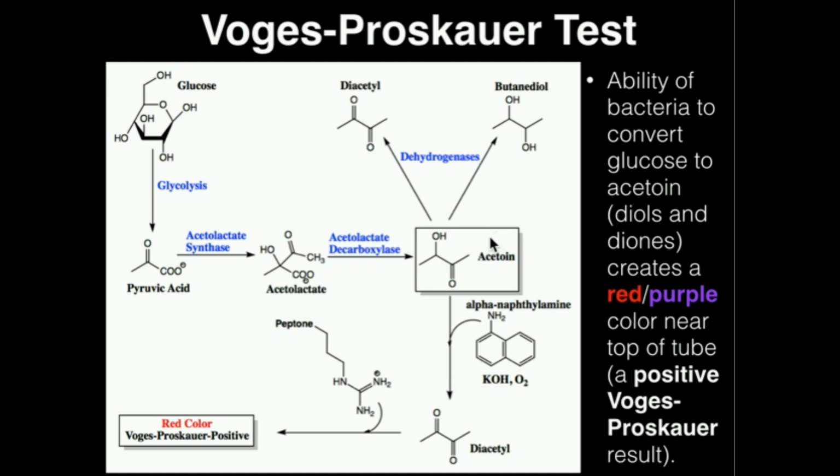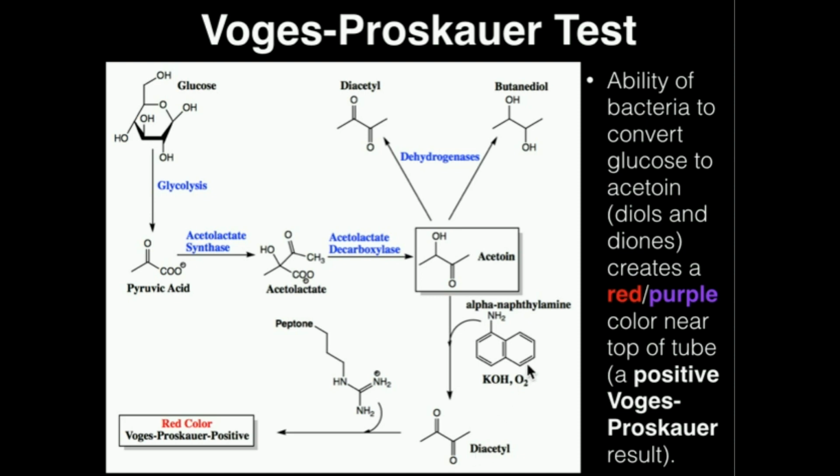Now, if we have bacteria that can produce acetoin, what we can actually do is put in a series of reagents and we can actually convert the acetoin in the absence of enzymes to a dione called a diacetyl. And it turns out that diacetyl can react with peptones, specifically arginine residues of peptones, to produce a red color.